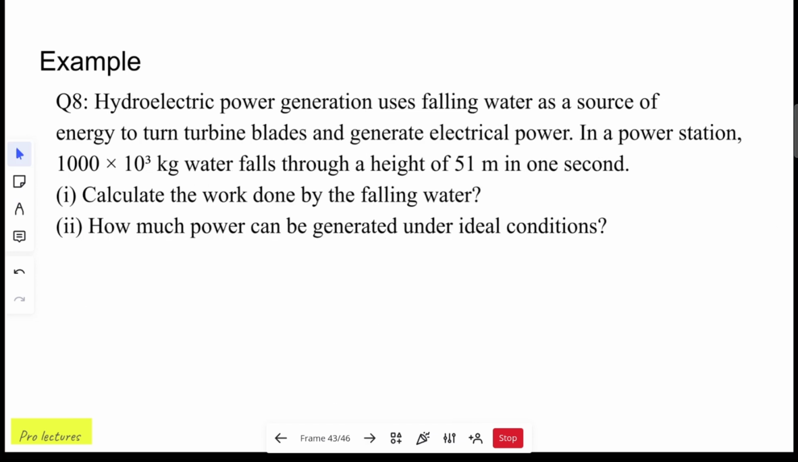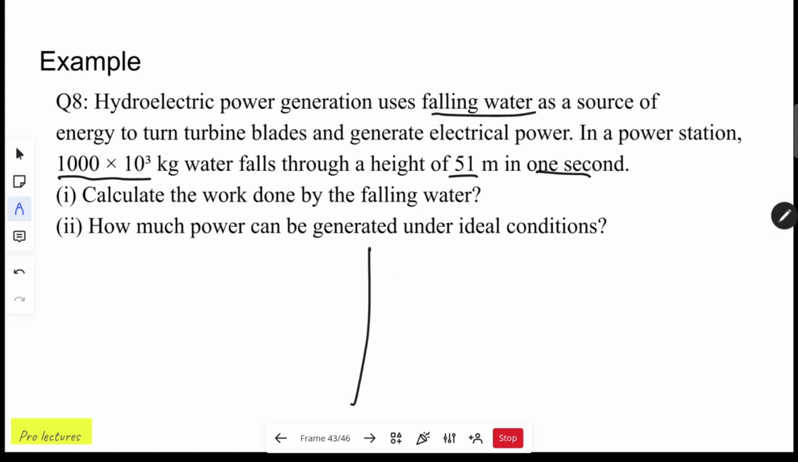Let's move on to another example. A hydroelectric power generation uses falling water as a source of energy to turn the turbine blades and generate electrical power. In the power station, 1000 into 10 power 3 kilograms of water falls through a height of 51 meter in 1 second. Calculate the work done by the falling water and how much power can be generated under the ideal condition.